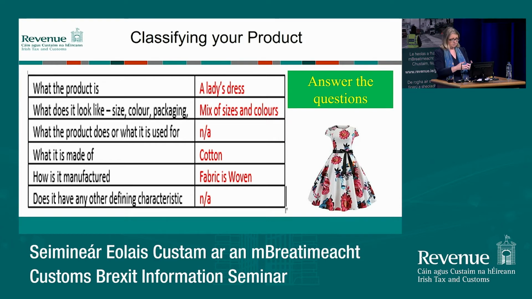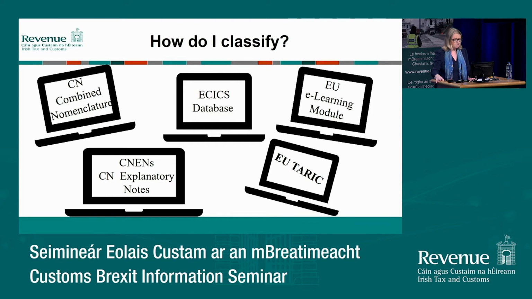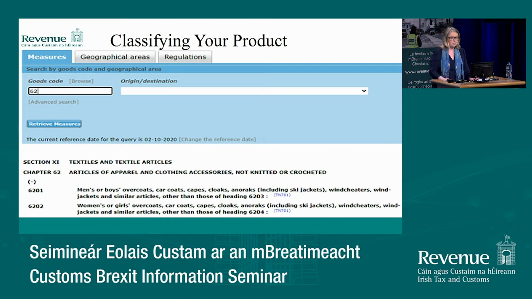So armed with that information, I am now going to be able to move on and see about classifying these particular goods. There are various tools available to me. There's explanatory notes. If you're bringing in chemicals, there's the EKICS database. There's an EU learning module. All details of this are available on the Revenue website. But for today's purposes, I'm going to go into the EU TARIC, and that's the European Union database of all the classification codes that are used throughout the European Union and that have associated with it all of the restrictions and rates of duty, etc., associated with those tariff classification codes.